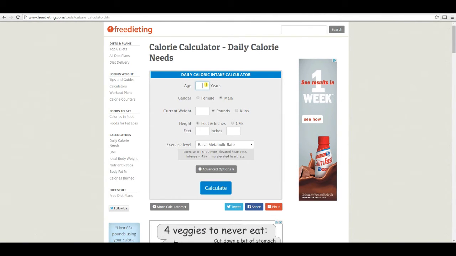So let's put in our age. Let's say this hypothetical person is 22 years old. Okay, they are a male. So click on male, and they weigh 190 pounds.